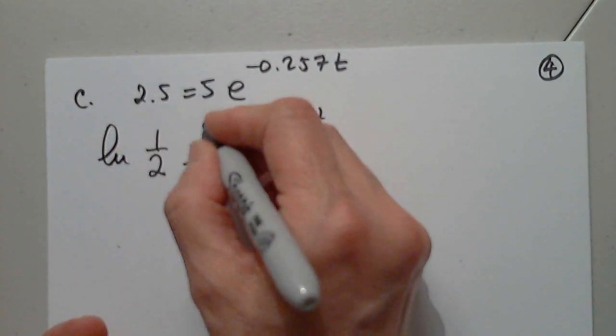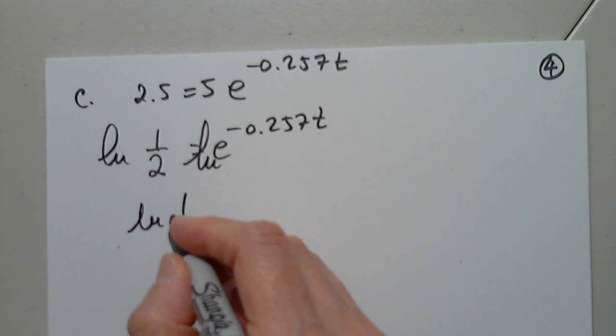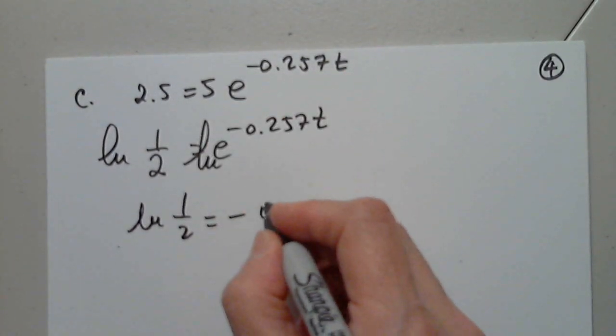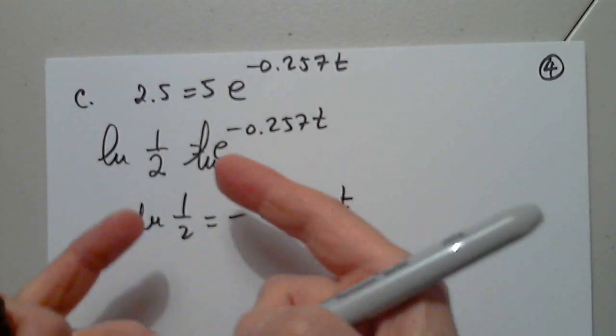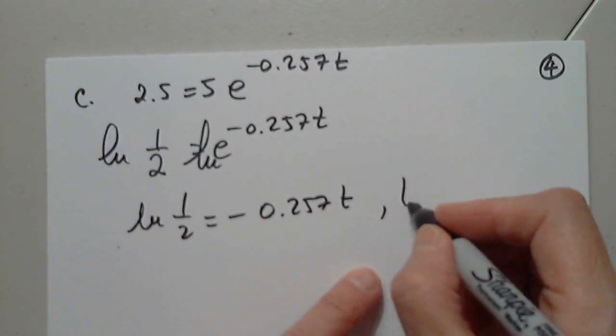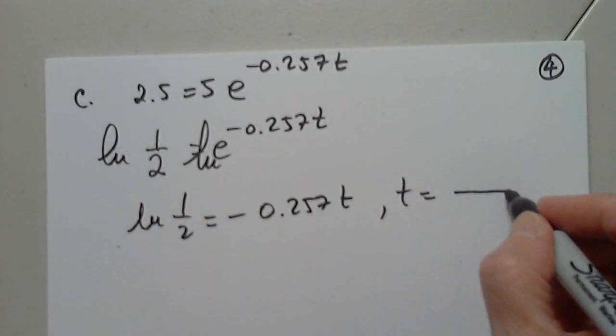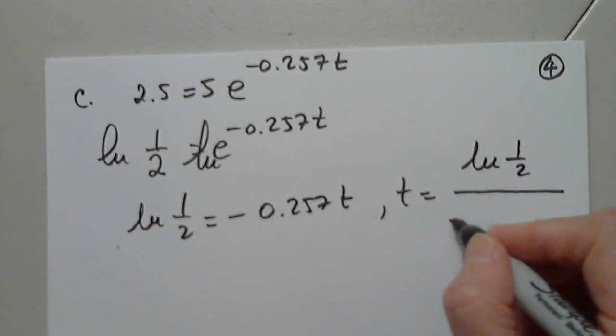We are applying natural log to both sides. We have natural log 1/2. I bring down negative 0.257t times natural log e, which is 1. So I have t equals this over this again. Same process.